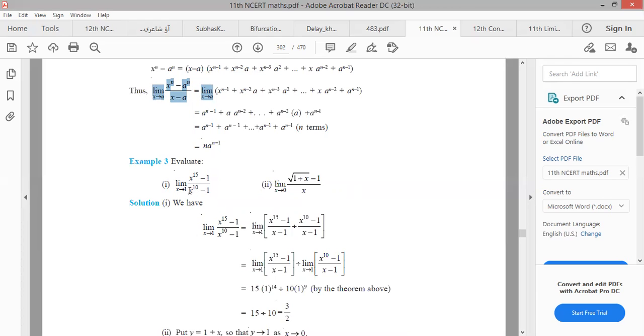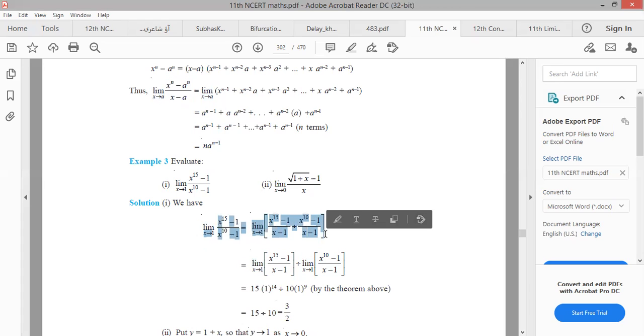And in the division, we have here x raised to the power 10 minus 1. We will take it separately. And then we will also make it like this, like the left hand side of the above theorem. So we will put the question in this way.